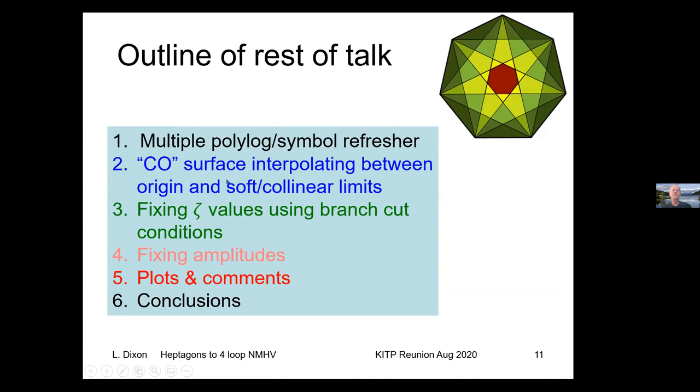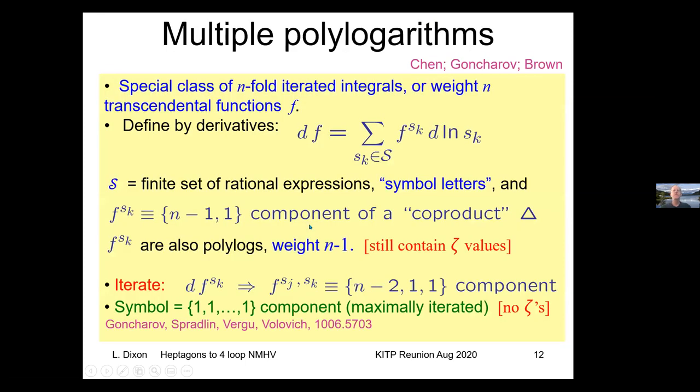It's like a lamppost guiding us inside this 6-dimensional space, whereas this thing is actually 2-dimensional, this CO surface. It interpolates between soft collinear limits and the origins. And we can use it to help fix all the zeta values in the space using various branch cut conditions that all the functions should satisfy. Once we've fixed the values for the whole function space, then we can fix the amplitudes straightforwardly. And then I'll make some plots and some more number theoretic comments.